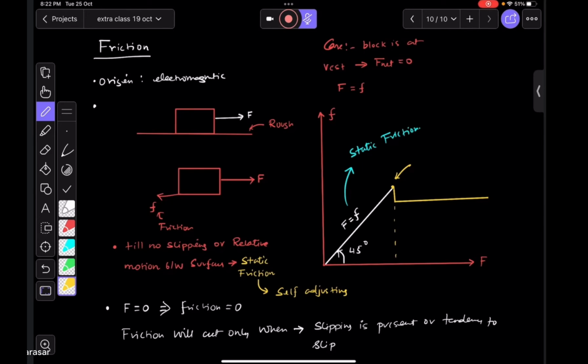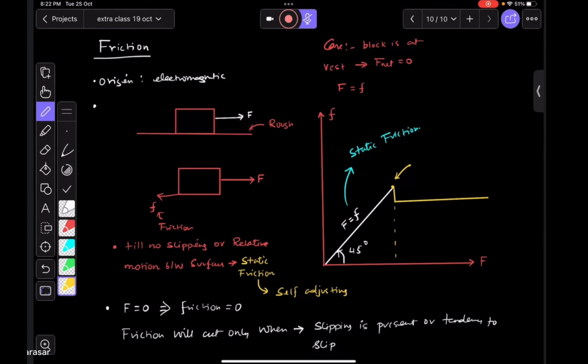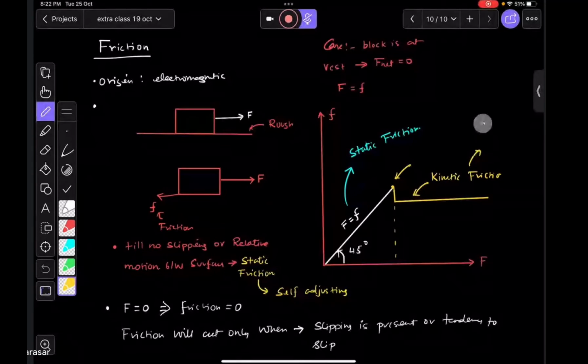Not much difference. So once the slipping starts, or if there is any relative motion, whatever friction force acts is going to be constant, and it is given a name, kinetic friction. Kinetic means motion, moving, something like that, not Kinetic Honda. So this is the zone when friction will be called kinetic friction, which happens when slipping is present.